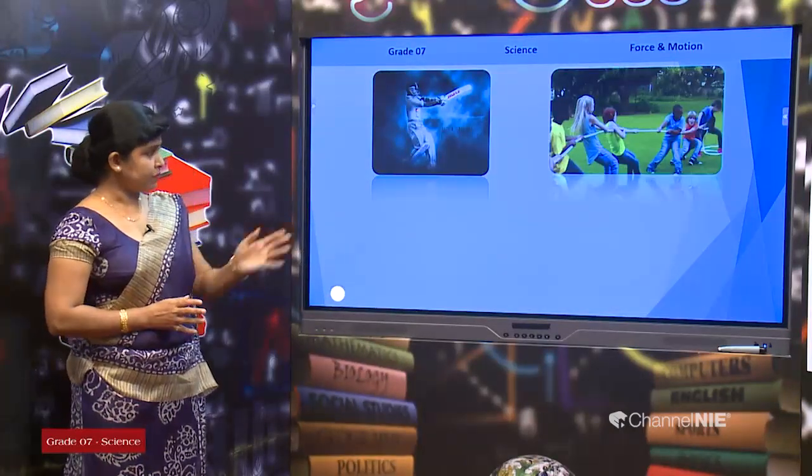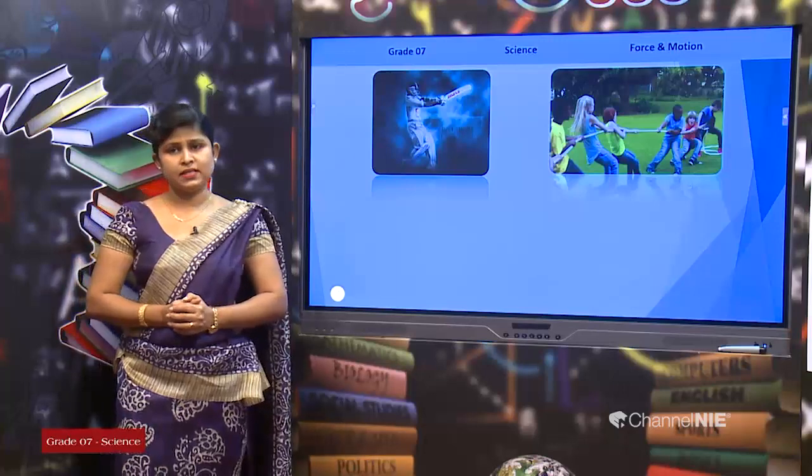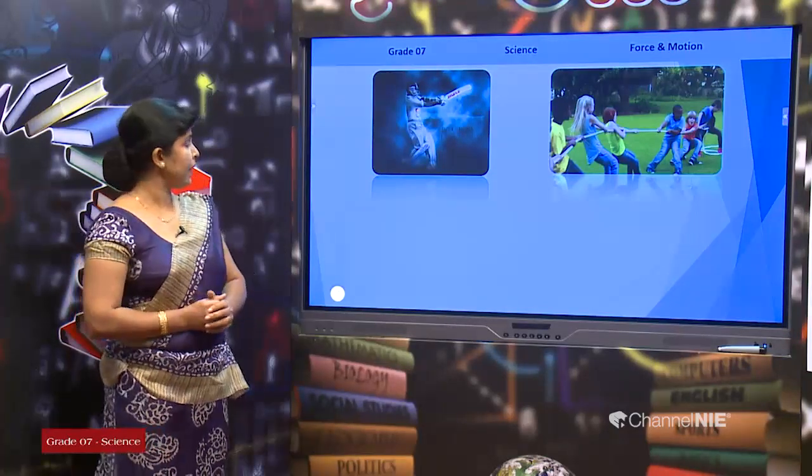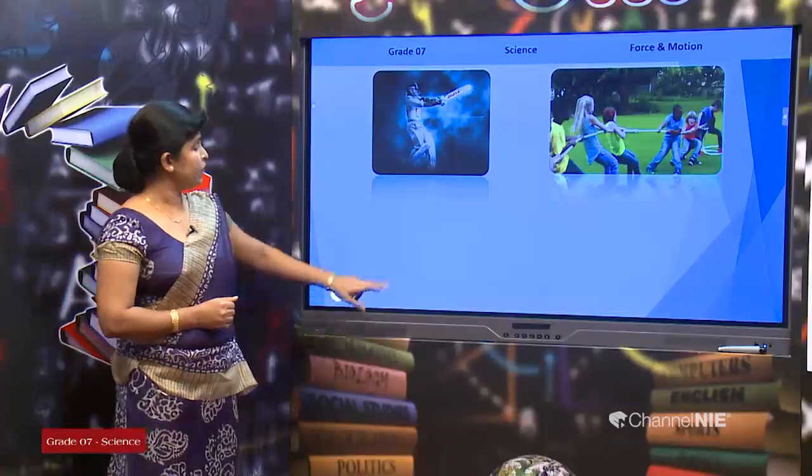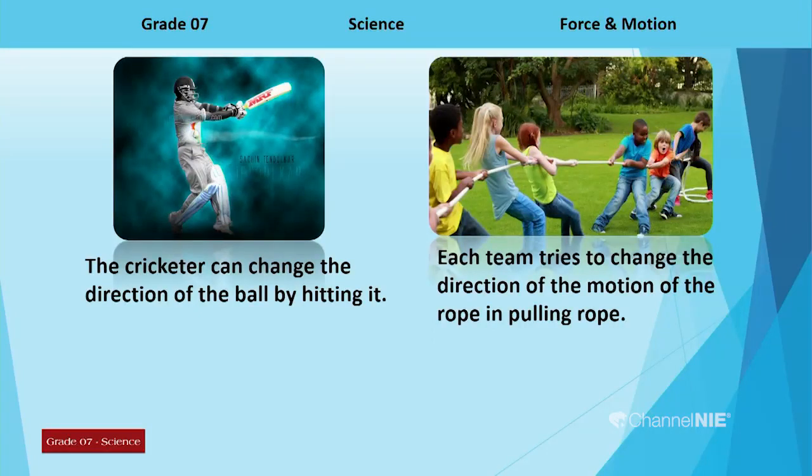Look at the instances given on the screen. In the first instance, you can see a cricketer. A cricketer is hitting a ball. The cricketer can change the direction of the ball by hitting it. Yes, he can change the direction of the ball.